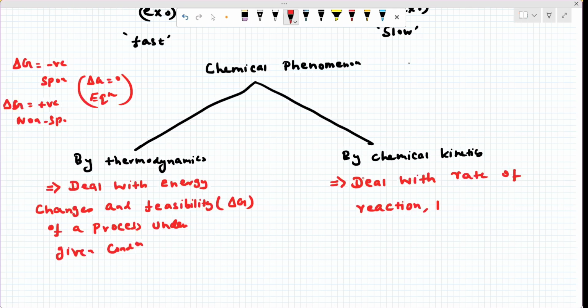Next, what is the important goal? Mechanism of reaction. We can find out the mechanism of the reaction. It means whether it is a single step or multiple steps, we can find out.